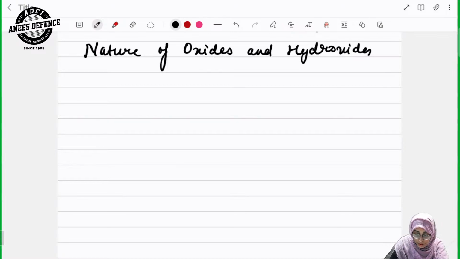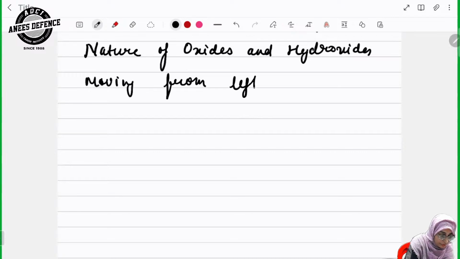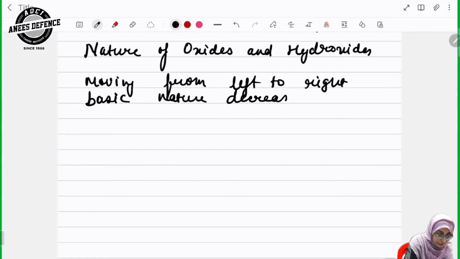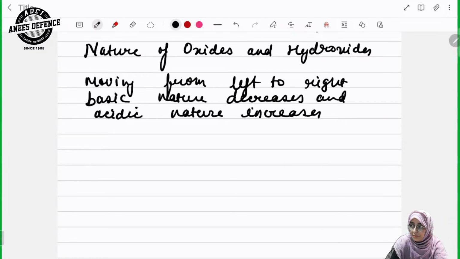Moving from left to right, basic nature decreases and acidic nature increases. Okay, let's take an example.